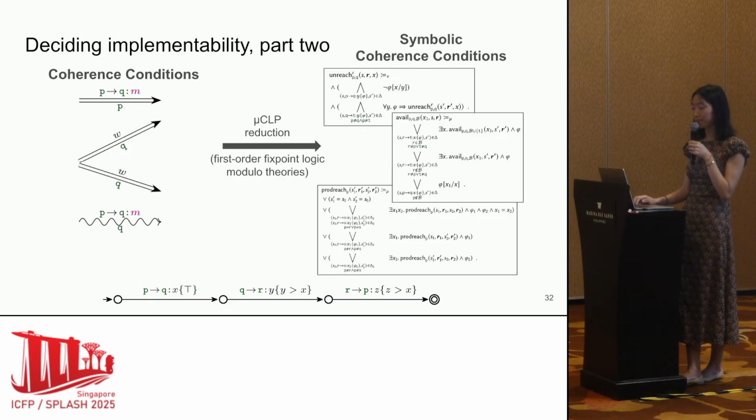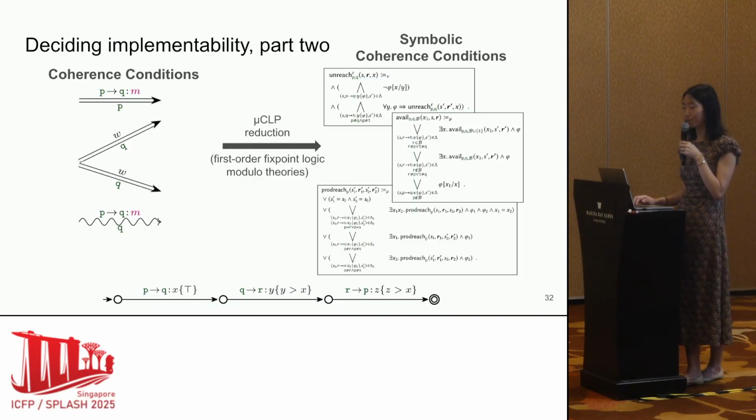In the second step, we define these notions of reachability as least and greatest fixed points over some background theory. This constitutes a mu-CLP reduction. Mu-CLP is a fixed point logic, first order fixed point logic modulo some background theory. And we use this to obtain a symbolic algorithm that is defined in terms of mu-CLP predicates. This constitutes a symbolic algorithm for deciding implementability that is defined on symbolic protocols directly.